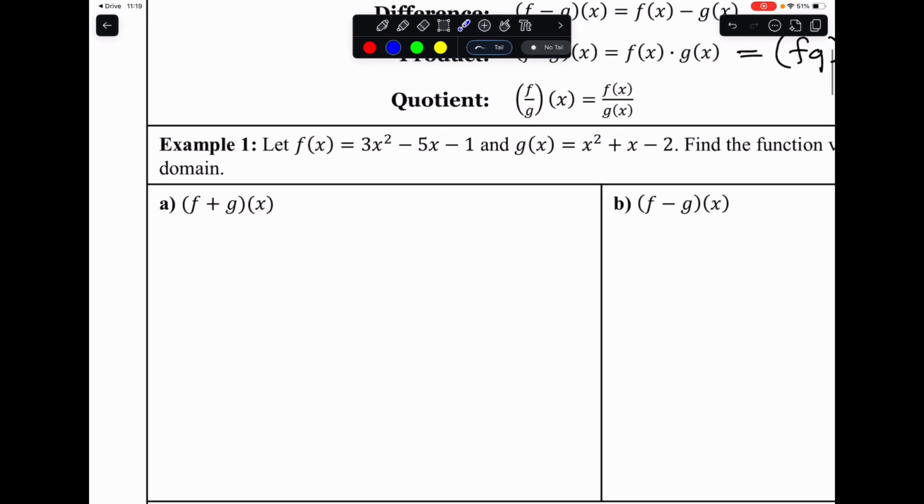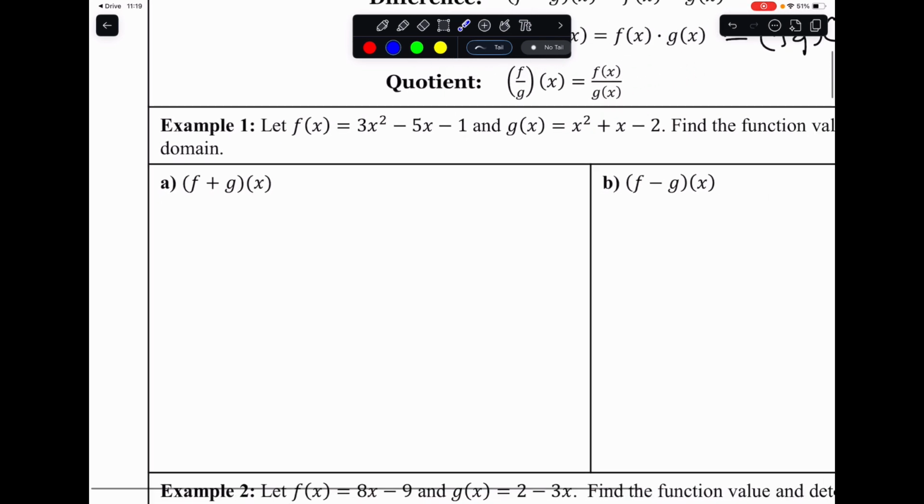So in this first example, I have here that f is 3x squared minus 5x minus 1, and g is x squared plus x minus 2. So let's write those two functions, and in the first example, we want to add them. This notation again simply means that I have this function in terms of x, and I'm going to add it with this other function in terms of x.